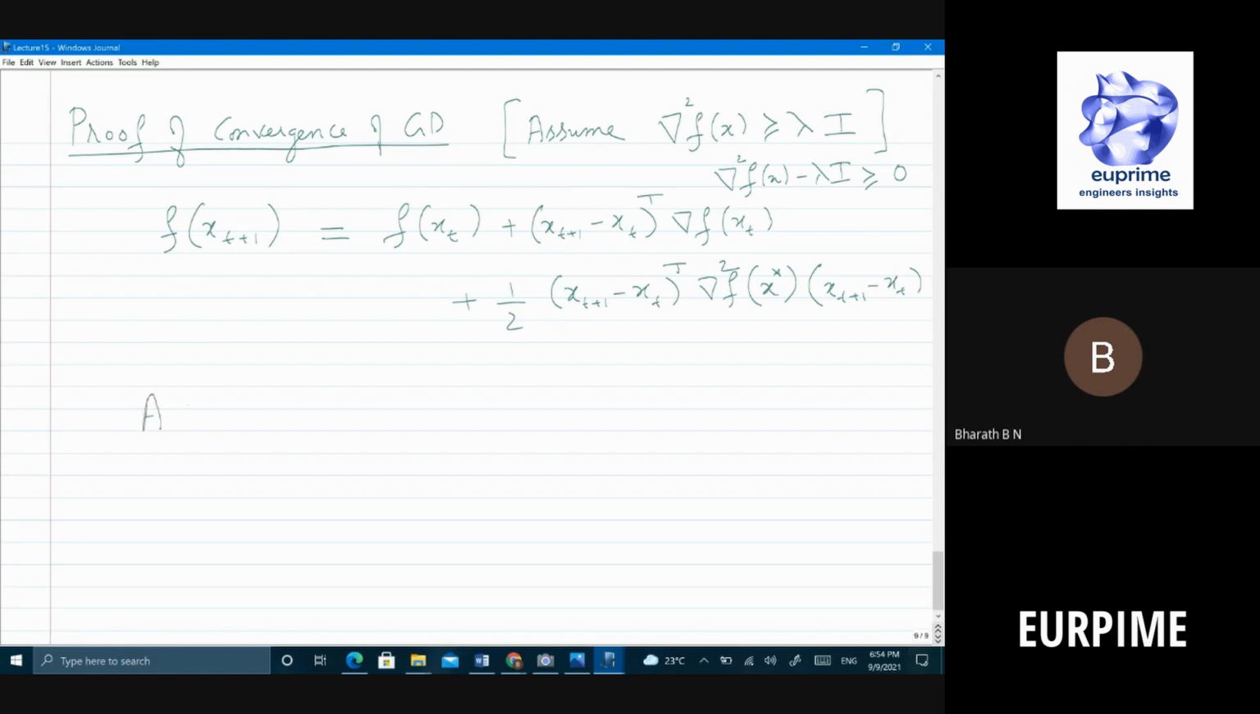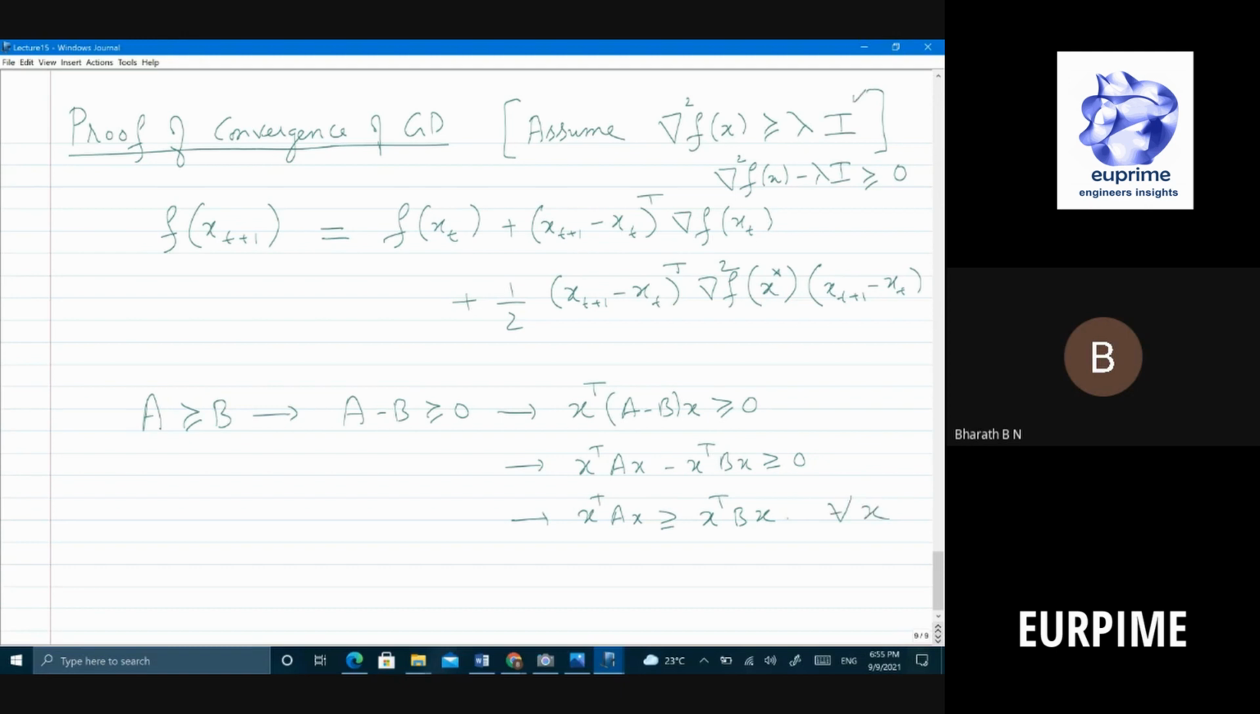Okay, so a greater than b. What does this mean? This means a minus b is greater than 0. What does this mean? This means you take any x, x transpose (a minus b) x is greater than or equal to 0, right? This means x transpose ax minus x transpose bx is greater than or equal to 0. This means x transpose ax is greater than or equal to x transpose bx. Do you agree? This is true for every x, right? This is what we have.